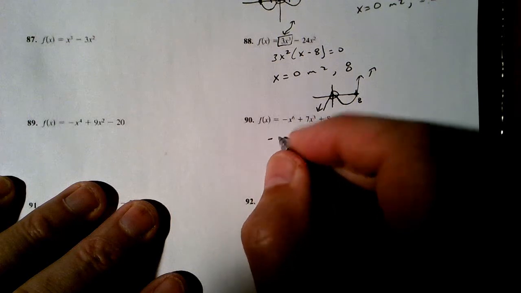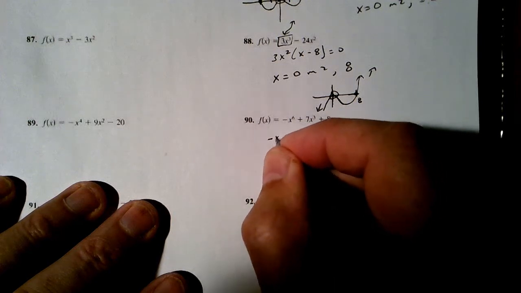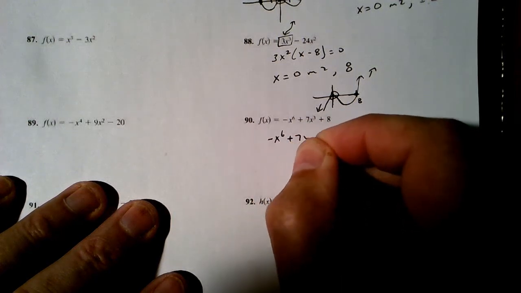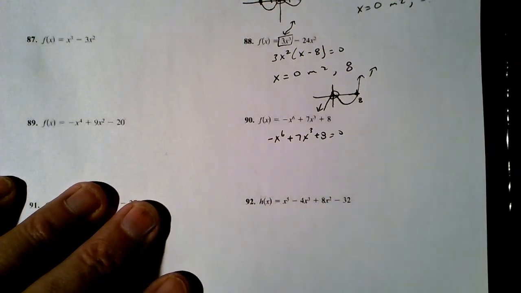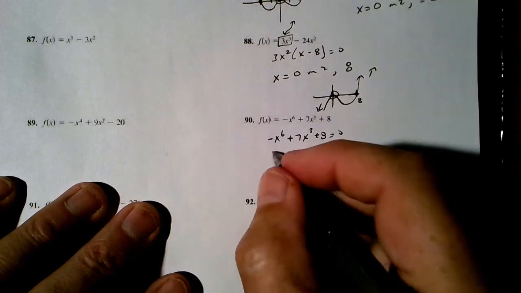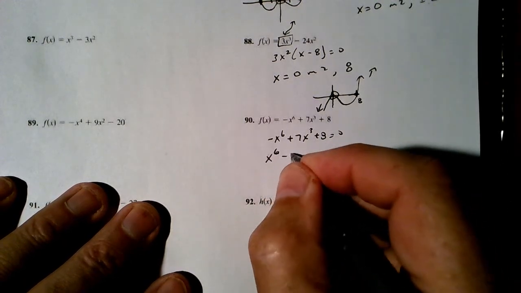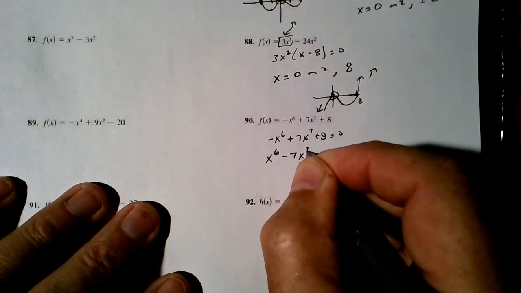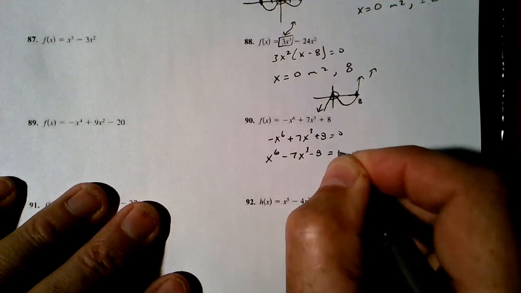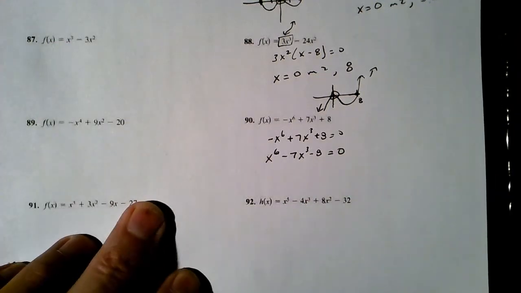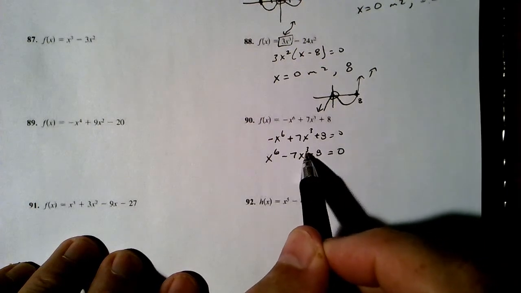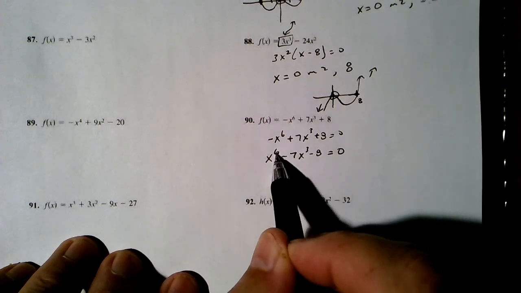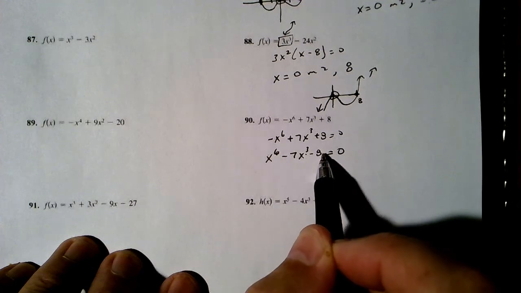How about this? How about negative x to the 6th plus 7x cubed plus 8 equals 0. I'm going to multiply both sides by negative 1. x to the 6th minus 7x cubed minus 8 equals 0. This is quadratic on x cubed. We have x cubed squared, x cubed to the first, and no x cubes.